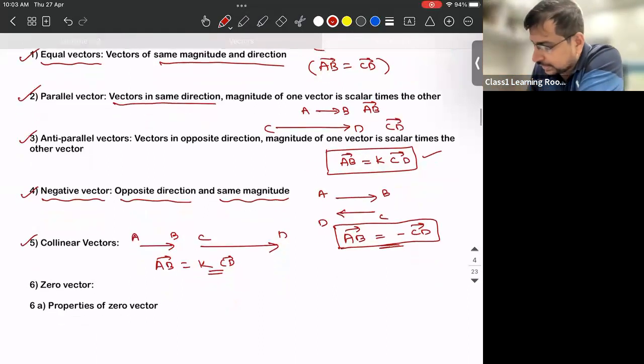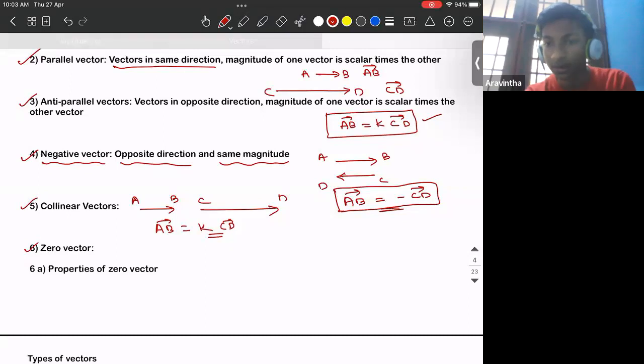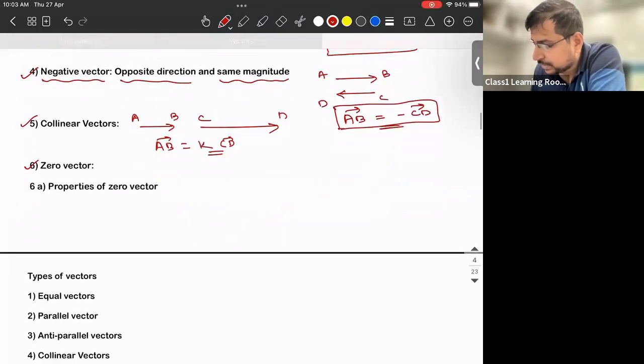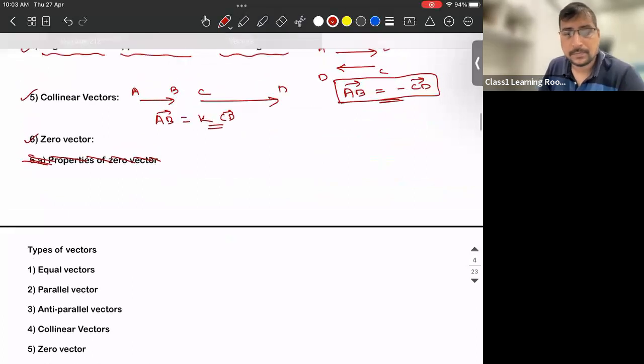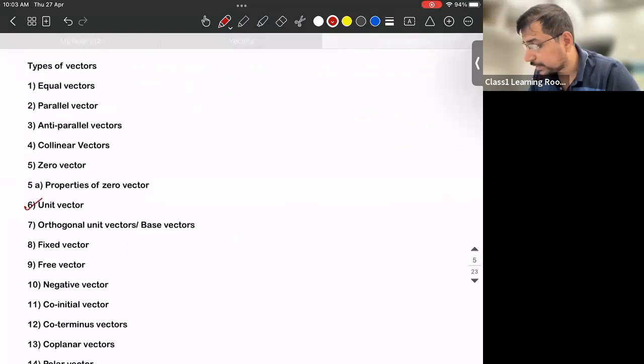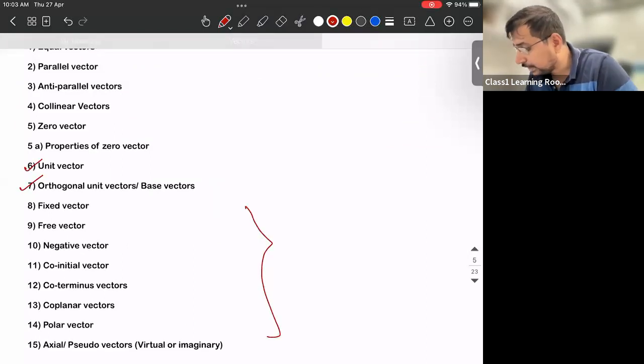Next, what is a zero vector? Name suggests again. Null vector, basically a vector which has no magnitude and obviously no direction. I'm not discussing the properties as of now. Then I've completed what is a unit vector and what is an orthogonal unit vector. These things are for higher studies, not needed as of now.